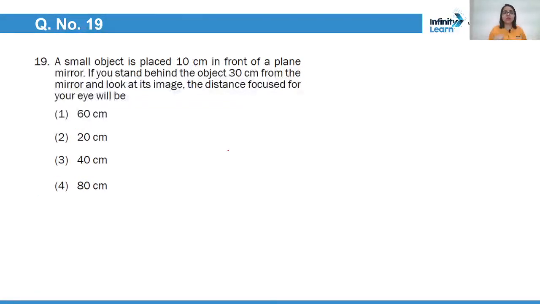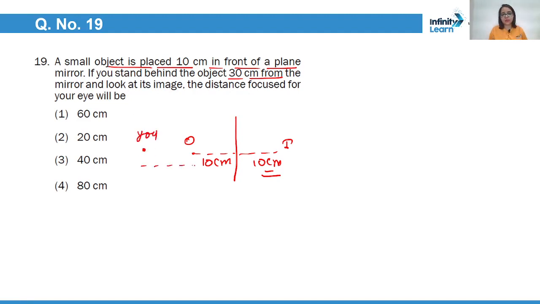Question number 19. A small object is placed 10 centimeter in front of a plane mirror. So this is the object, which is 10 centimeter, so its image will be 10 centimeter behind the mirror. If you stand 30 centimeter from the mirror and look at this image, the distance focused for your eye will be 30 plus 10, that is 40 centimeter for the image. So the correct answer is option 3.